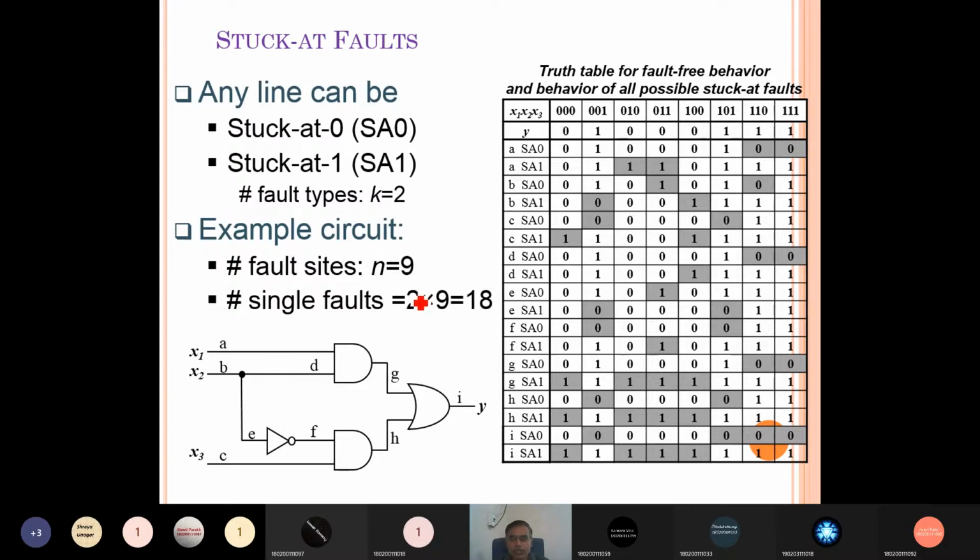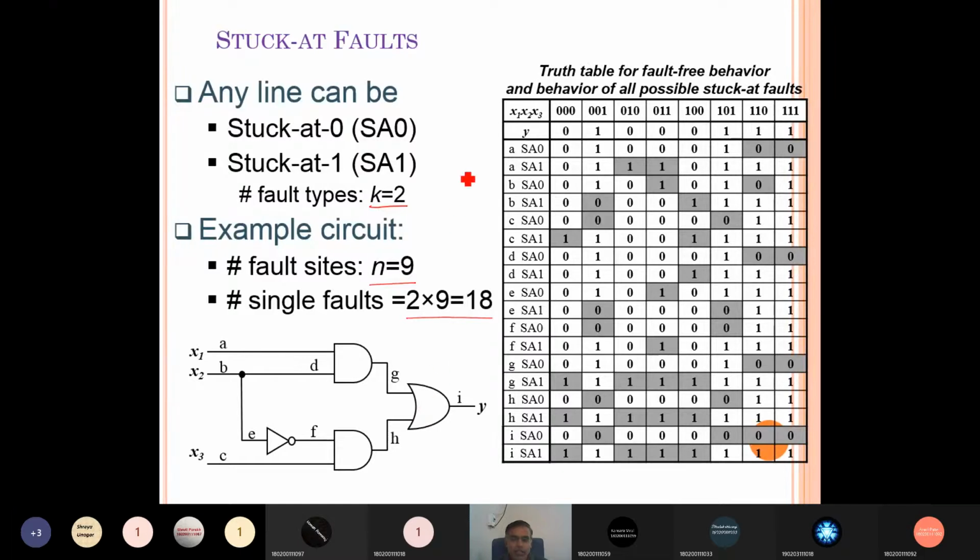Now let's take one example. In this example, let me find how many total single faults we can have in this digital logic design. The fault types are two, either a stuck-at 0 fault or a stuck-at 1 fault, and the number of sites is 9. So the total number of single stuck-at fault possibilities in this design is 80, right?